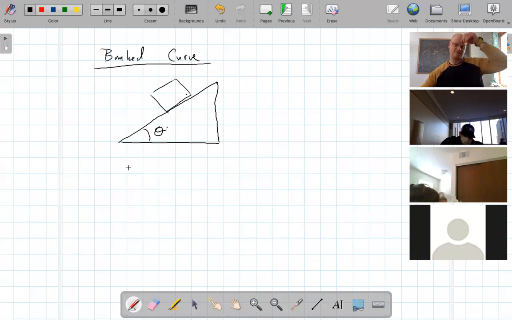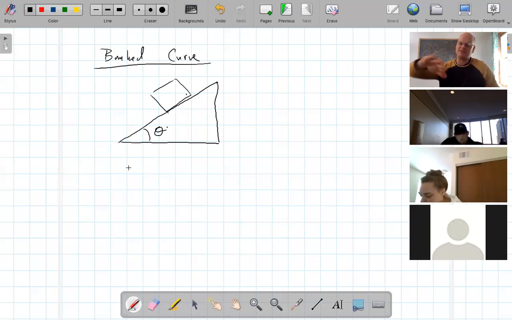Right? So what's the point of a banked curve? Is anybody here watching NASCAR? Yeah. So if you look at the corners in NASCAR, they're always banked, right? So why is that? Why do we use a banked curve in NASCAR? What are they trying to do?